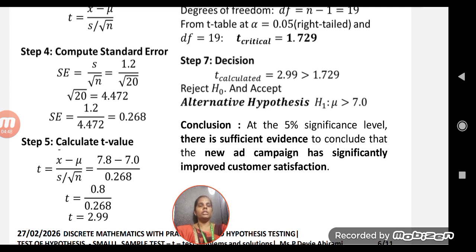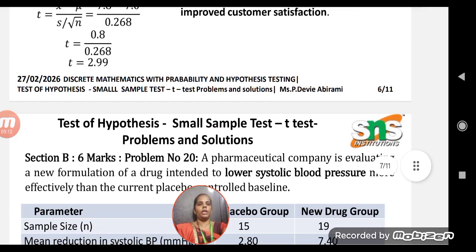I'm going to check whether it is accepted or rejected. While comparing with my table value, which is 1.72, I can reject my null hypothesis. If the null hypothesis is rejected, then the alternate hypothesis is automatically accepted. So the score will be greater than 7. Therefore, we conclude that the new campaign has significantly improved customer satisfaction.